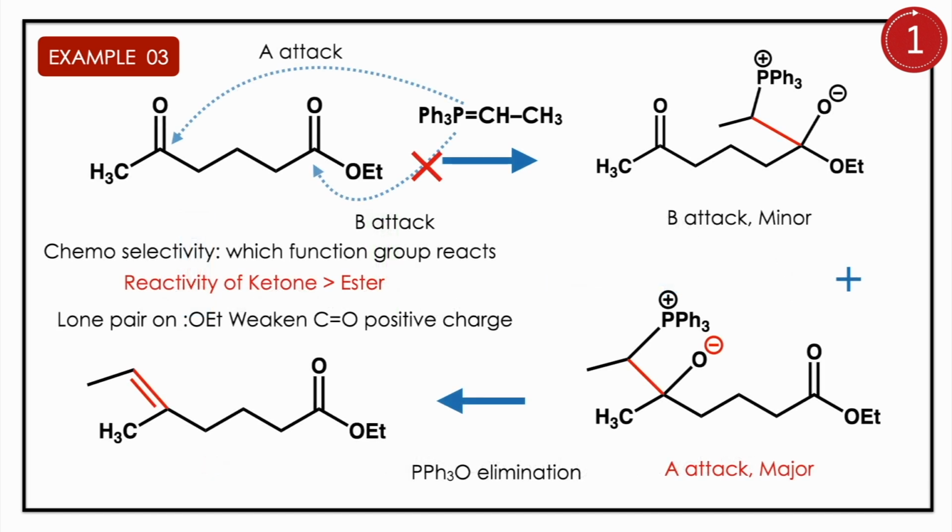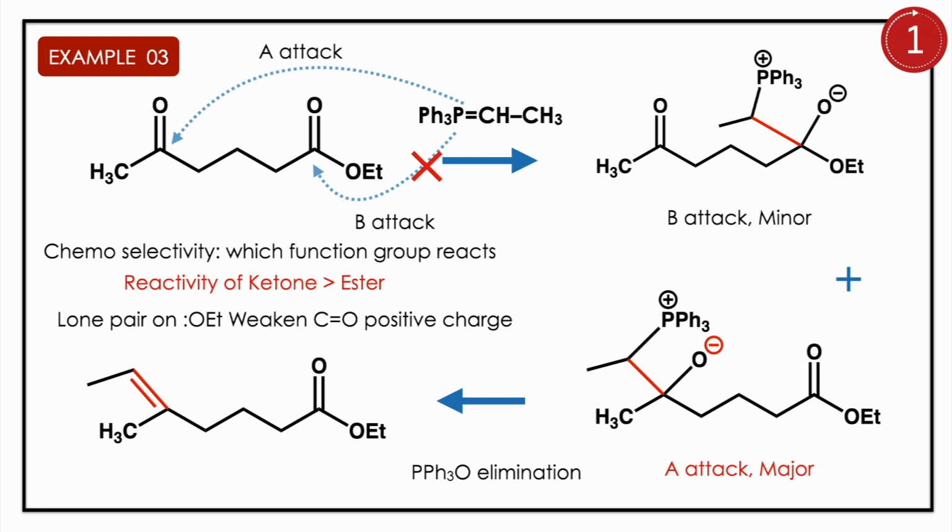Here phosphine is there, two carbonyls are there, definitely Wittig reaction. But which carbonyl reacts, or which functional group reacts, is the real question. If you look at it, ketone and ester. Ester is less reactive because of OEt. It can donate the electron, weakening the positive charge. So ketone is more reactive than ester.